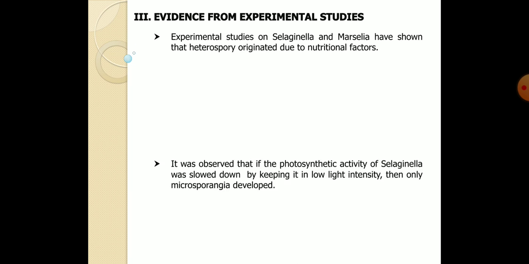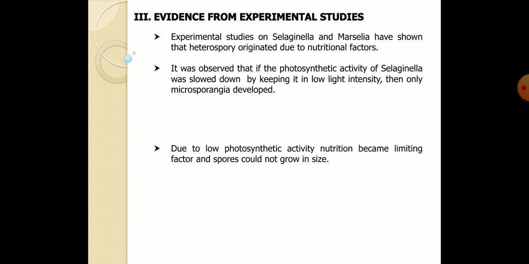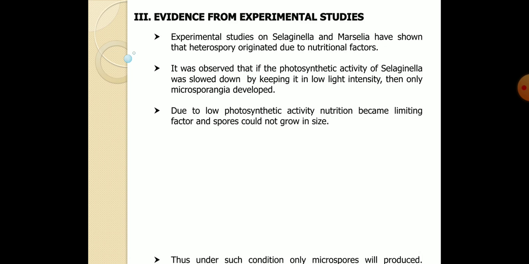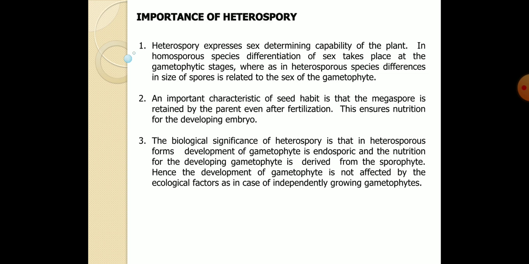The third one is from experimental results. Selaginella and Marsilea especially focus on the nutritional factor, which leads to the formation of the heterosporous condition. Sometimes photosynthetic activity also leads to the heterosporous condition, or to heterospory as an expression of sex determination capacity. These are some important reasons for heterospory. One is that heterospory expresses the sex determining capacity of the plant.